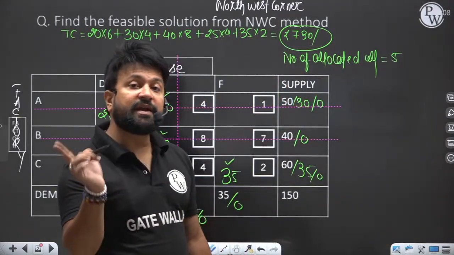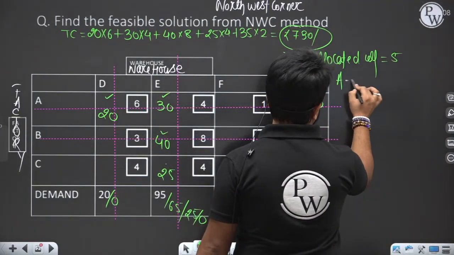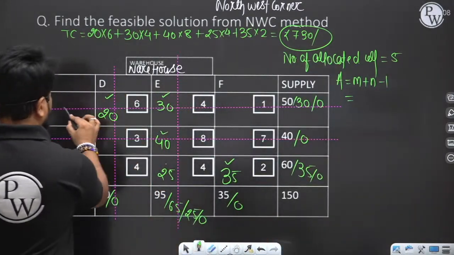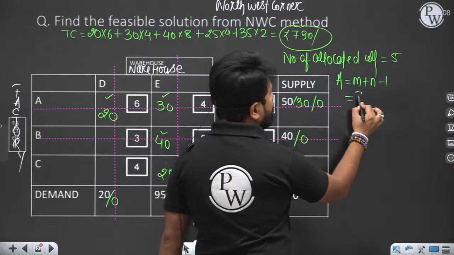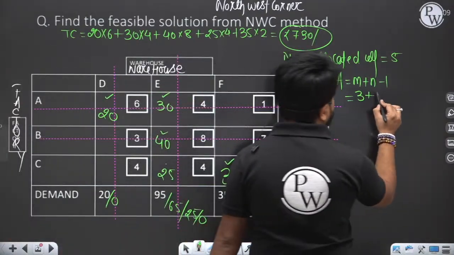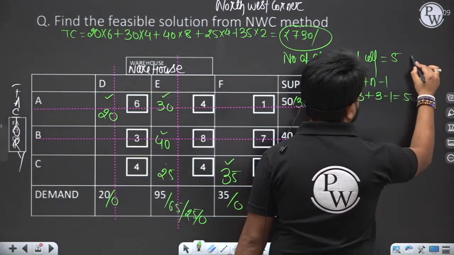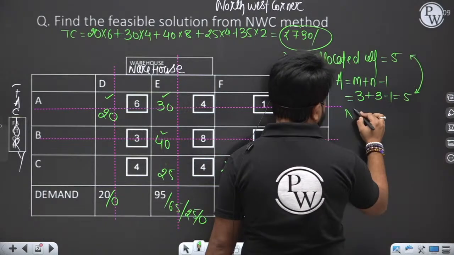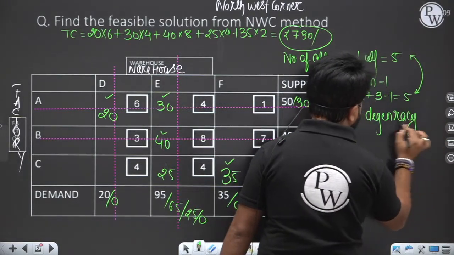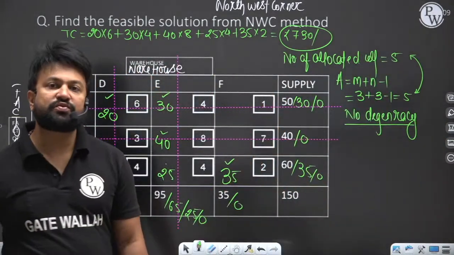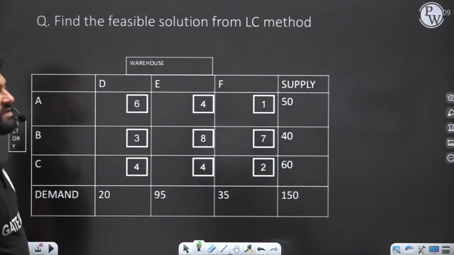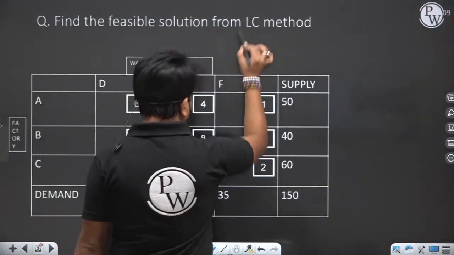Now the required number of allocations is m plus n minus 1. So m, that is the number of rows, 1, 2, 3, plus n, the number of columns, 1, 2, 3, so it will be 3 plus 3 minus 1. It also comes to 5. So is there any degeneracy? No degeneracy. Why? Because here m plus n minus 1 is equal to the number of allocations, right?